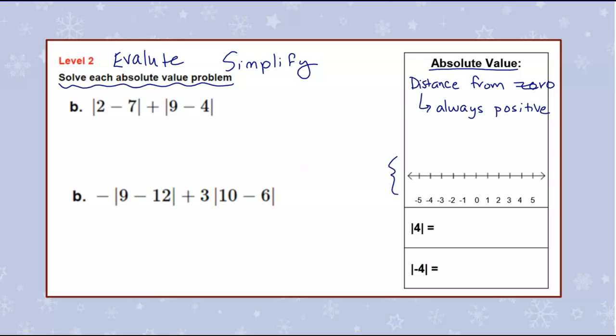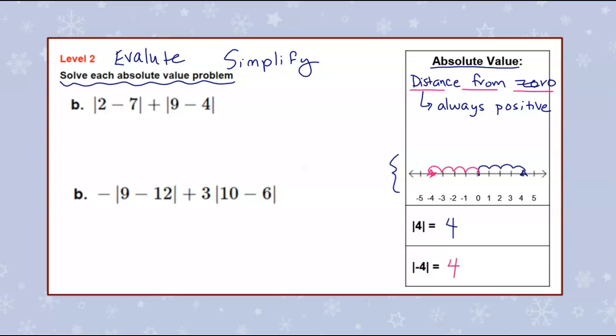So here's my number line, here's 0. If I am asking the absolute value of 4, that's saying how far is 4 away from 0. Well, here's 4, and it's 1, 2, 3, 4 units away from 0. So the absolute value of 4 is 4. Now, the absolute value of negative 4 is saying how far is negative 4 away from 0? Well, it's still 1, 2, 3, 4 units away from 0.